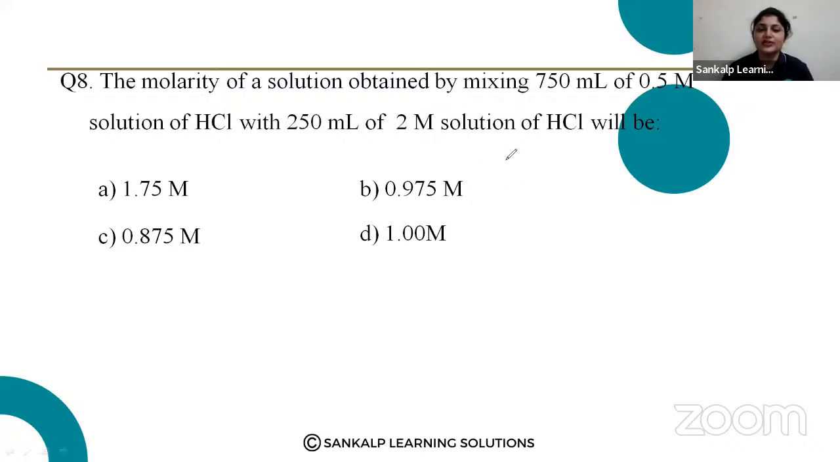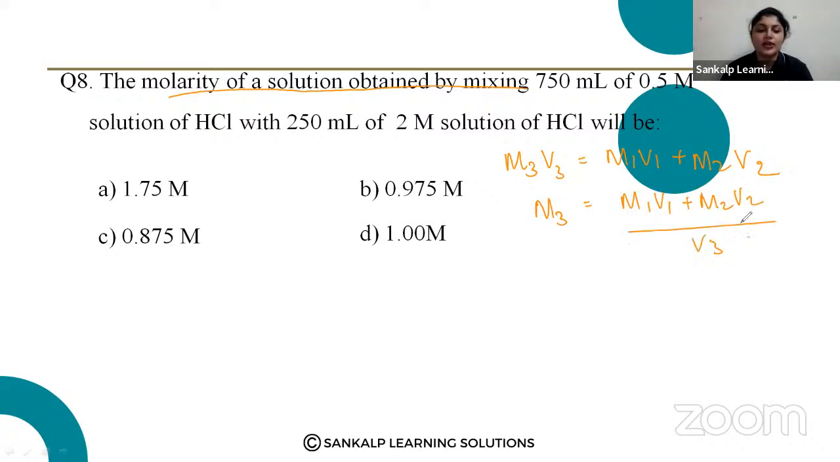So how do you find the resultant molarity? There are M1 and M2, and you have to tell the M3. So M3V3 is equal to M1V1 plus M2V2. You want to find the molarity of the solution which is obtained by mixing this, so you want to find out M3. So M3 will be M1V1 plus M2V2 by V3. Now we will find out this.